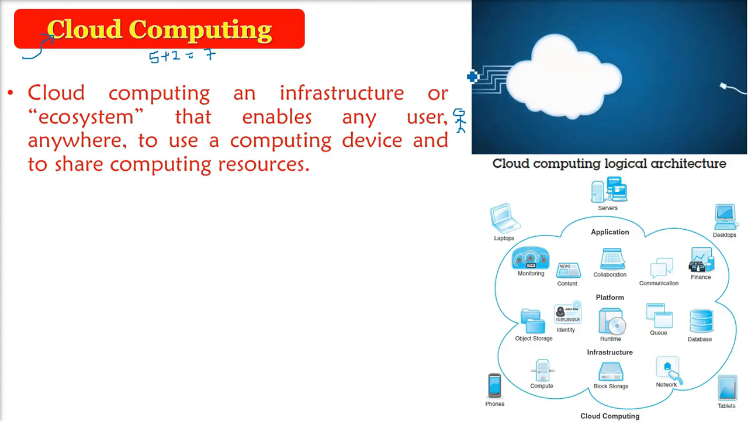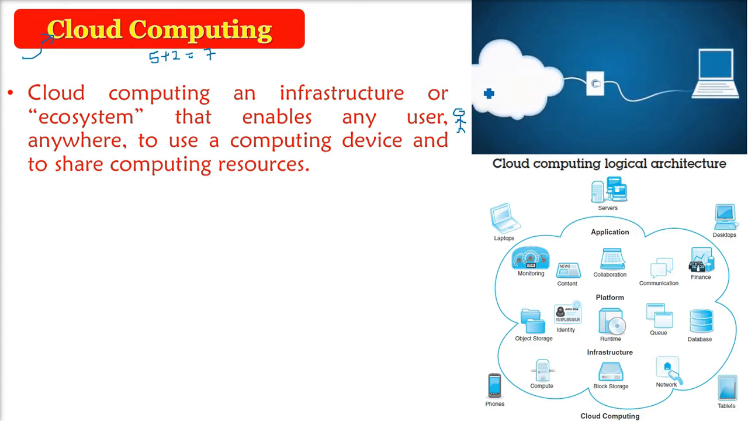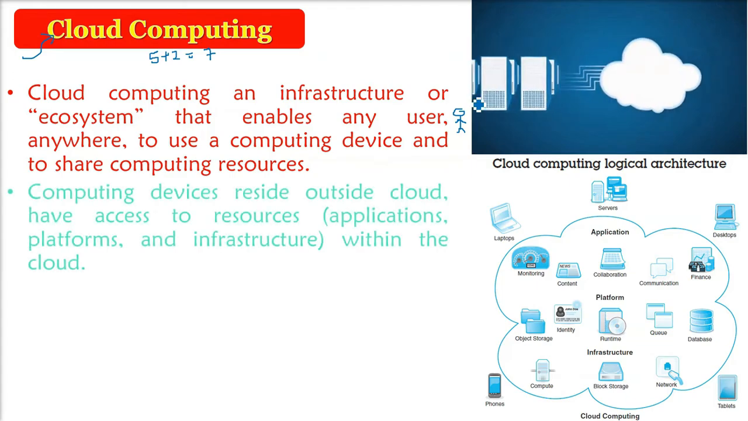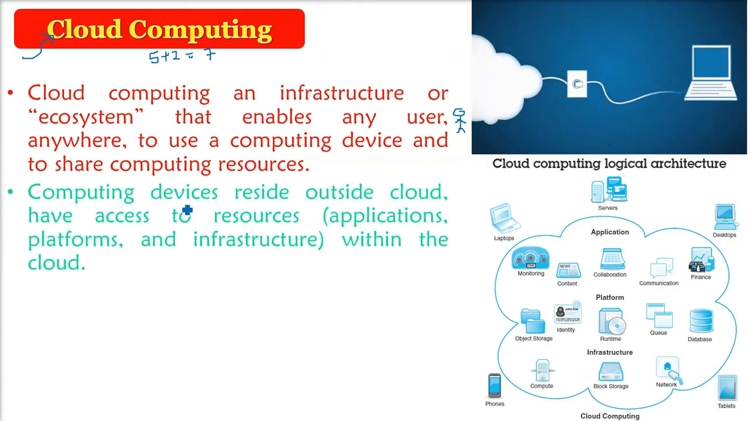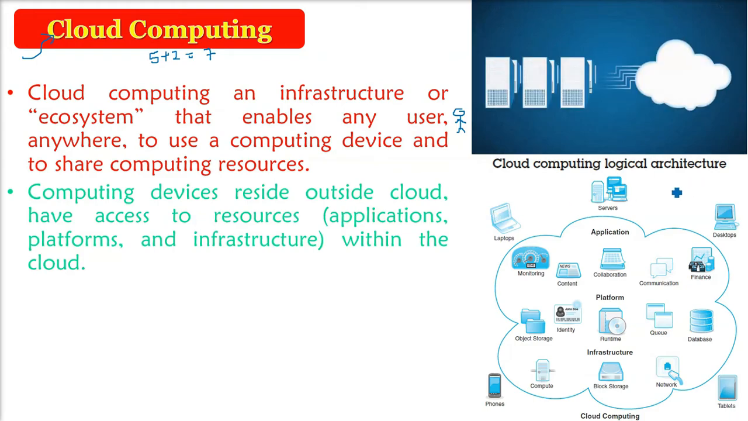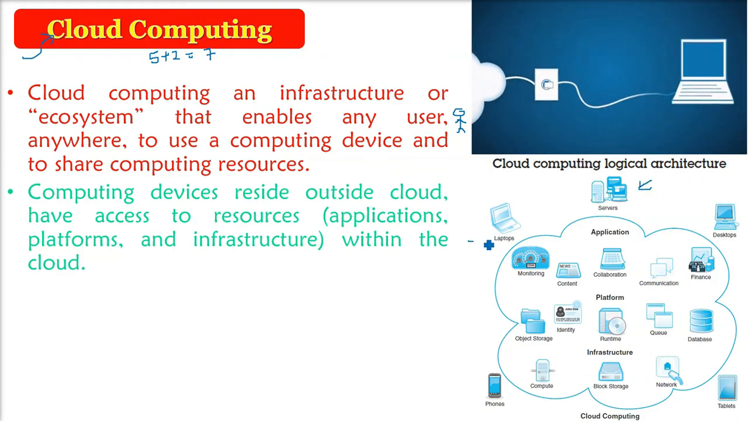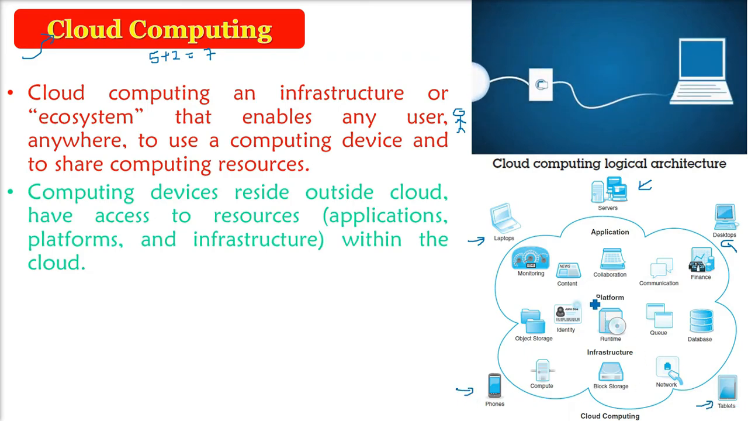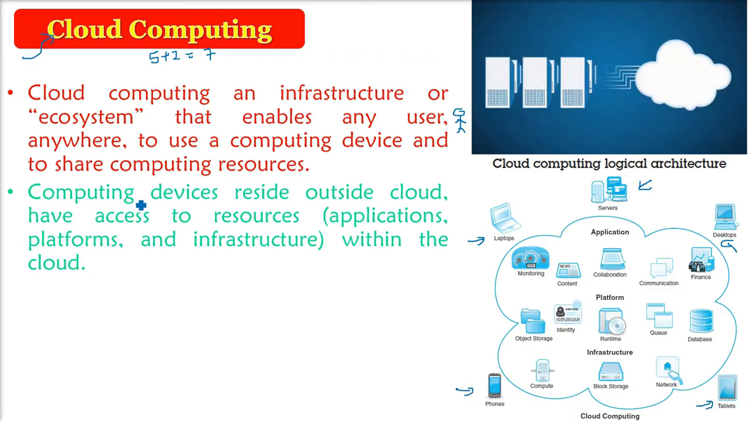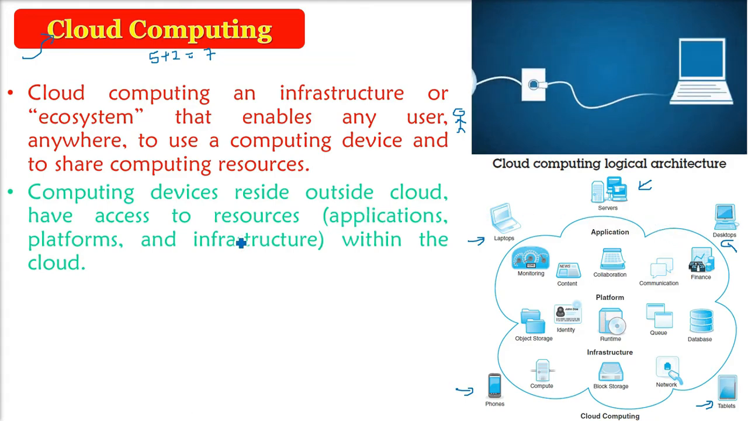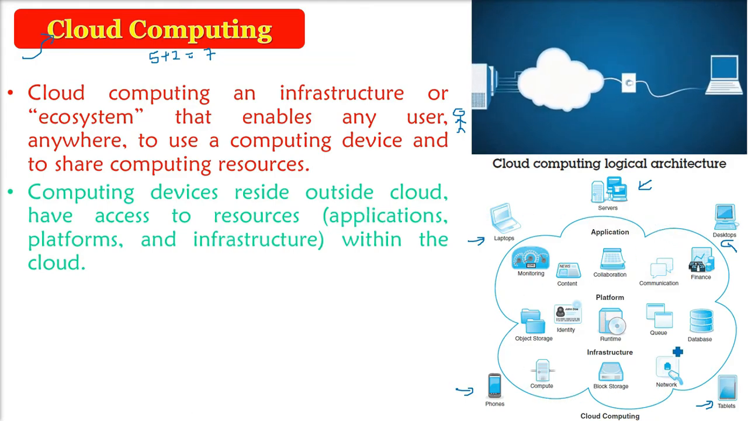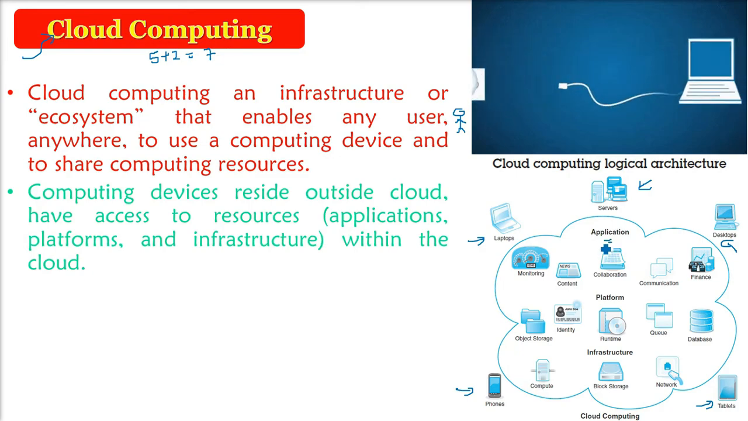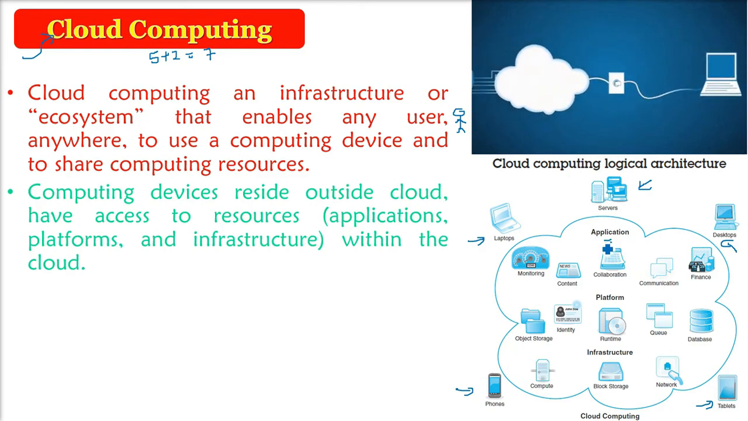You see here there are certain systems which are connected on the left to the cloud. So let me add some more things like computing devices. You see a server, a laptop, a desktop, a phone and a tablet. These are residing outside the cloud and they are accessing the resources. As you see here, the application. Application means a software basically.